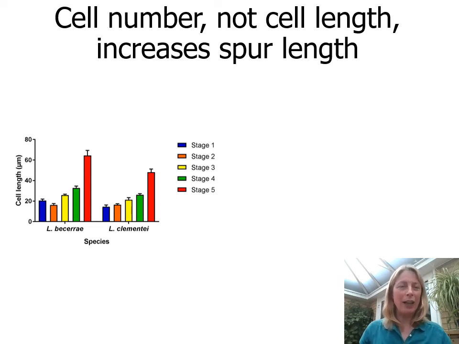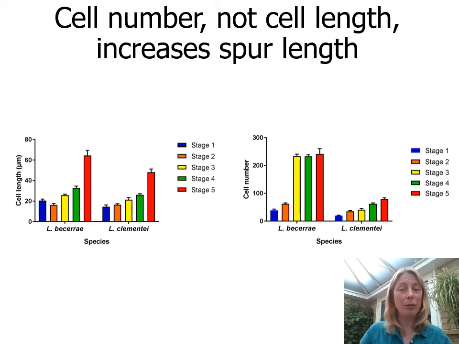So what you're looking at here is an analysis of cell length in the 2 species across 5 developmental stages. So we're starting at an early stage, and then as the spur gets longer and longer, you can see that there's a little bit of a difference. At the very end of growth, the cells in Linaria beckeri, that's the long-spurred species, are a bit longer than the cells in Linaria clementii, but not very much.